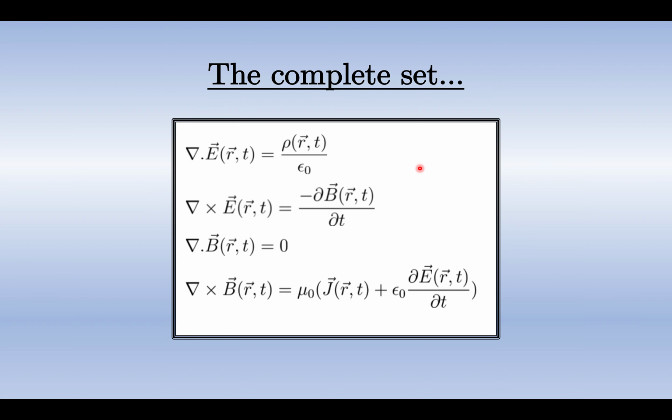So we have derived, or at least gotten, the complete set of Maxwell's equations: the divergence of the electric field being equal to rho divided by epsilon naught, the curl of the electric field being equal to minus the partial derivative of the magnetic field, the divergence of the magnetic field being equal to 0, and the curl of the magnetic field, which is the Maxwell-Ampere law, being equal to mu naught j vector plus epsilon naught del E by del t. So since we have the complete set, we can go further.